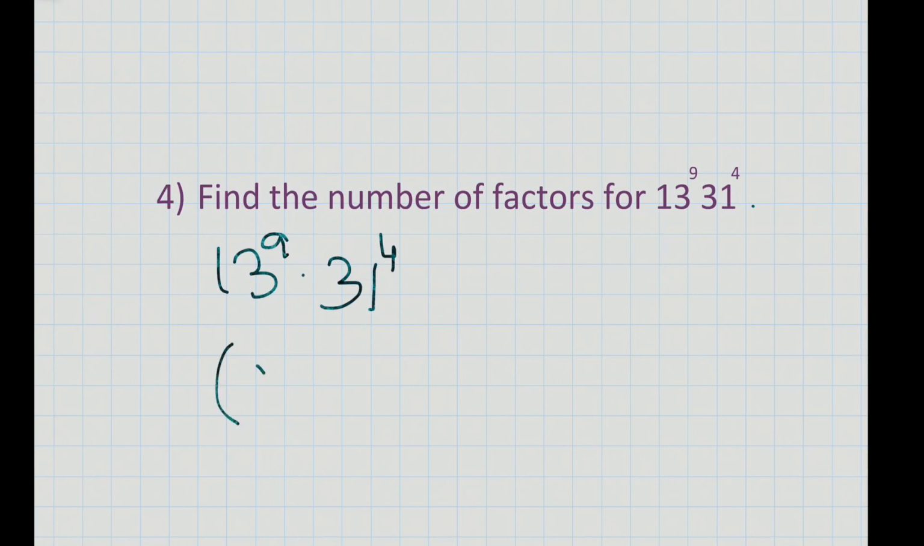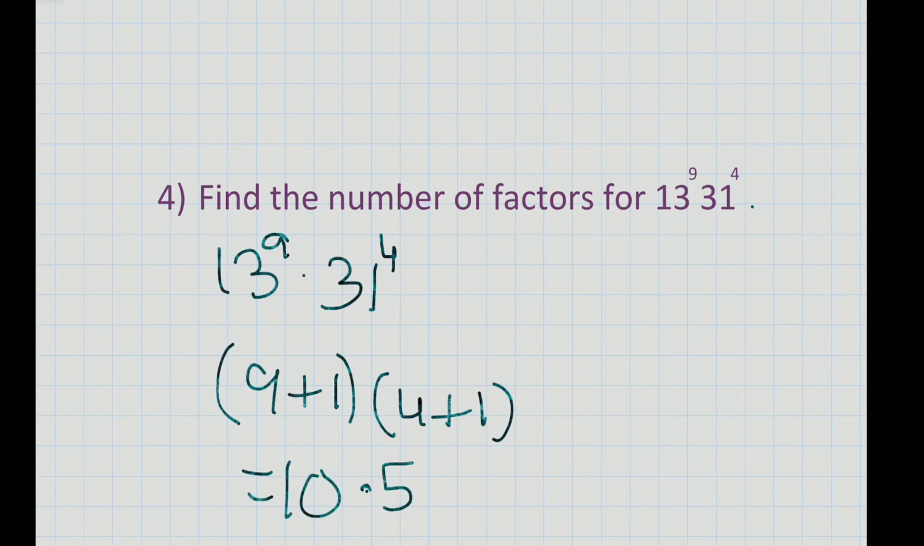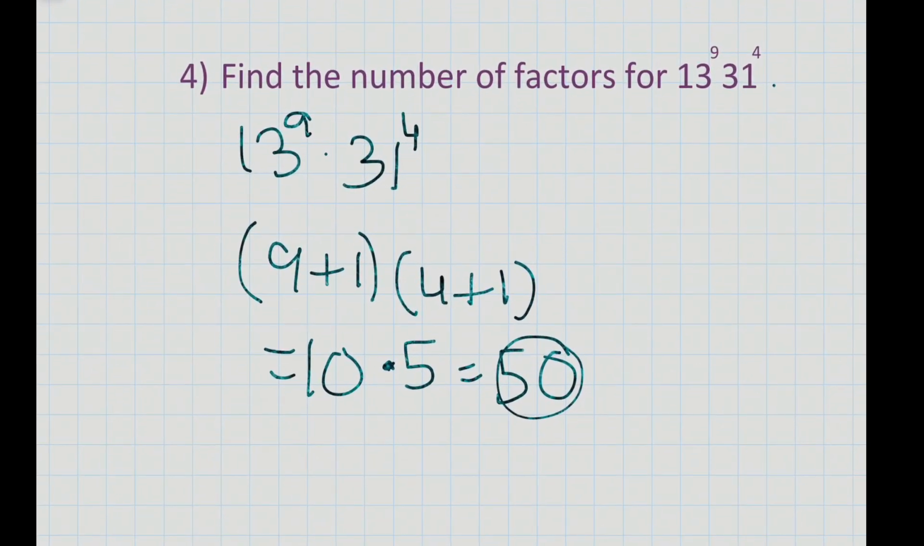We add 1 to both of them as usual, and we don't really care about the bases. If they're very big and if they're prime, it doesn't really matter. So we get 50, and that is our answer. That was very quick because we ignored the bases because they were prime.